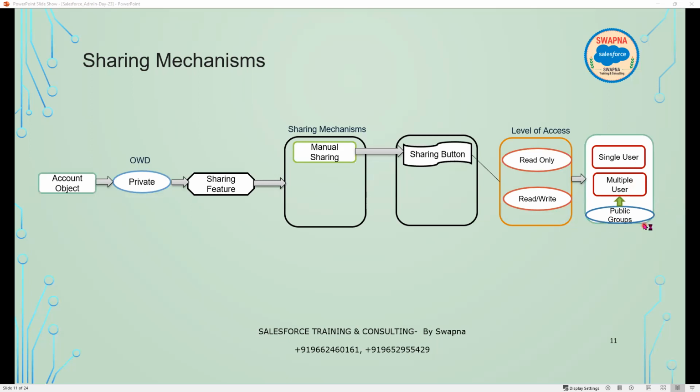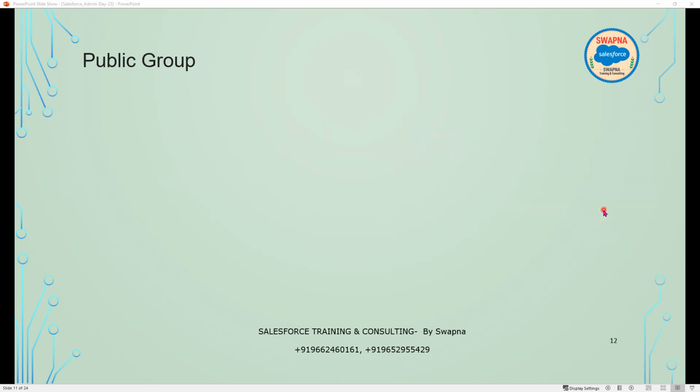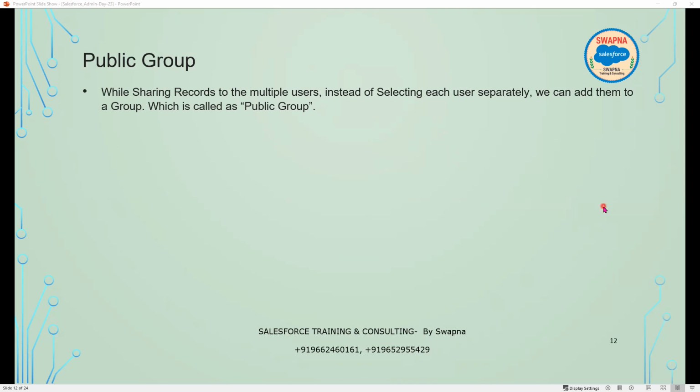Now, when we say public group, let's understand what the public group is here. Now I'm sharing the record here, manual sharing. When we are sharing the record with multiple users, instead of selecting each user separately, what we can do is add them into a group and create a group, and we can share the record with that group, which is called a public group.